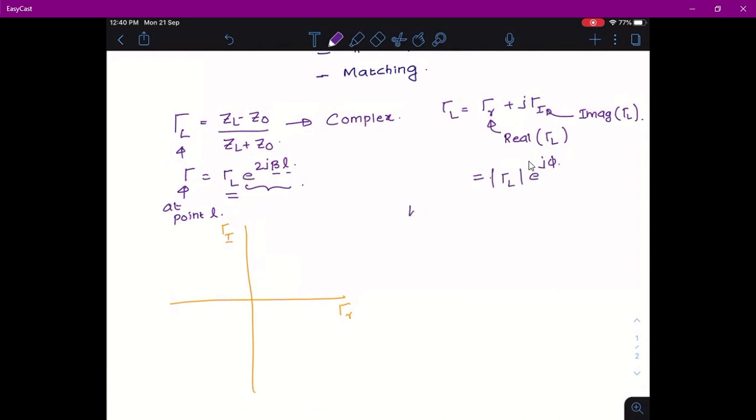So the question is, what is the maximum value of the magnitude of tau L? Because we know that any reflection coefficient always lies between -1 and +1. So the maximum value of any reflection coefficient is equal to 1. So tau L max is basically 1 multiplied by e raised to j phi.